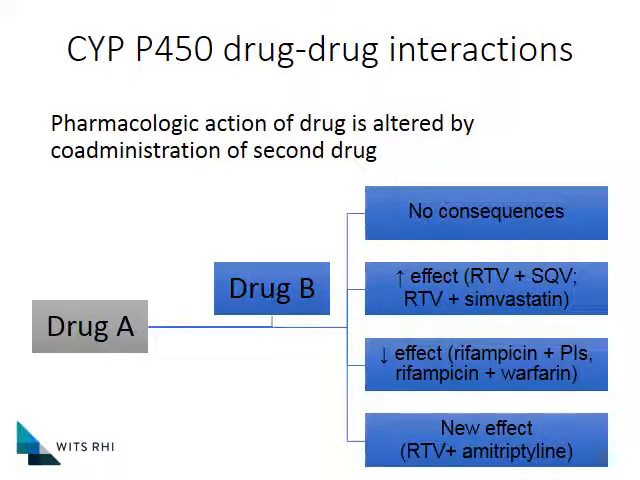Or you might have that there's an increased effect. So for example, taking simvastatin with ritonavir, you can have a decrease of effect. So that's when you, for example, with warfarin and rifampicin, or your PIs and rifampicin, or you could have a completely new effect because of the way that these isoenzymes are being affected.